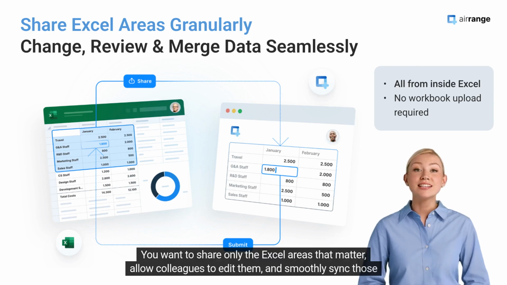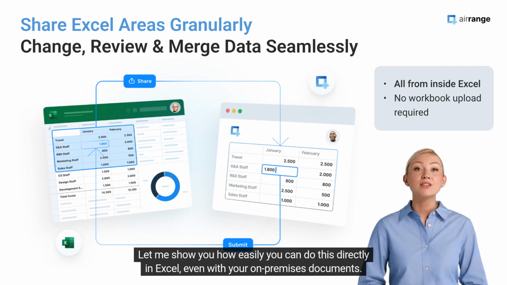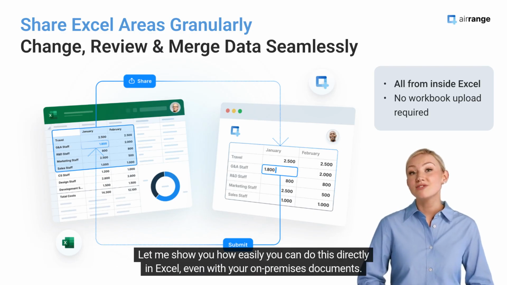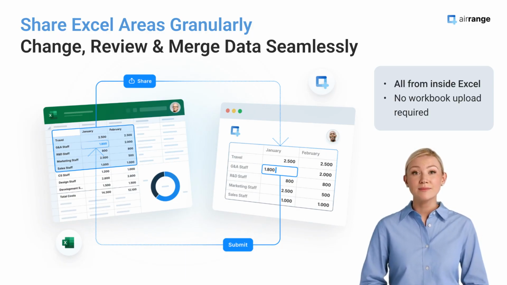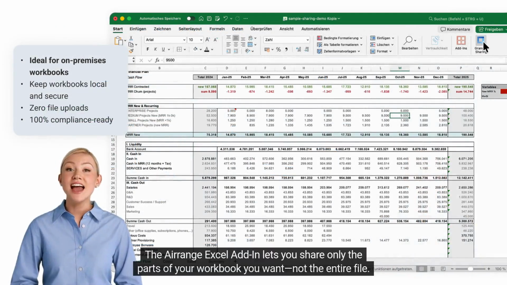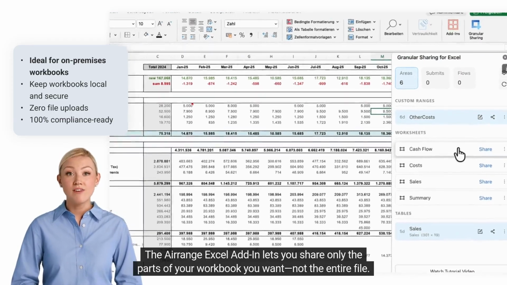You want to share only the Excel areas that matter, allow colleagues to edit them, and smoothly sync those changes back without giving access to your full workbook. Let me show you how easily you can do this directly in Excel, even with your on-premises documents. The AirRange Excel add-in lets you share only the parts of your workbook you want, not the entire file.